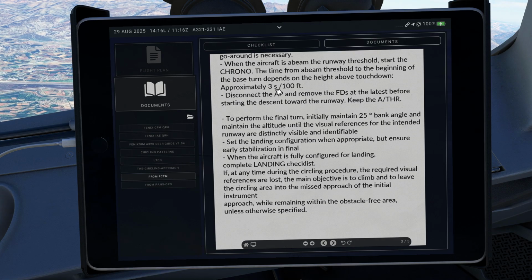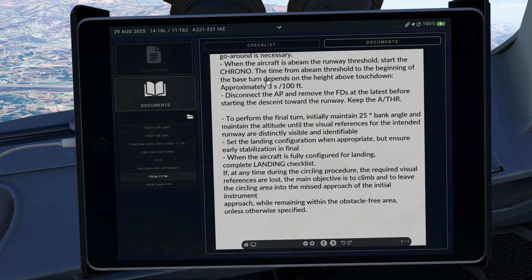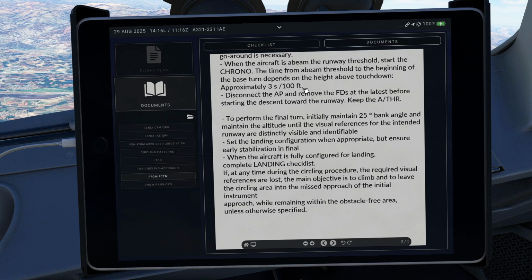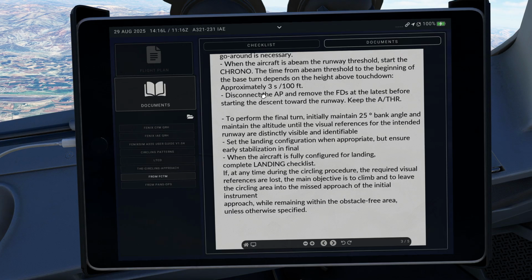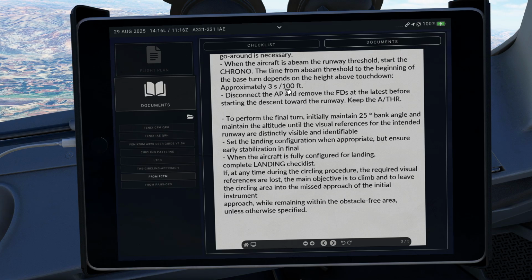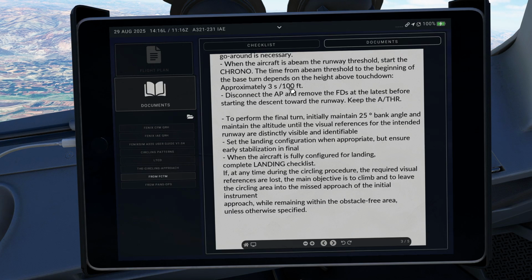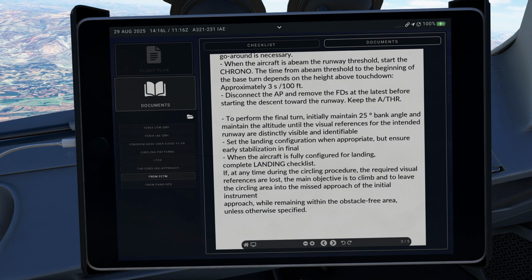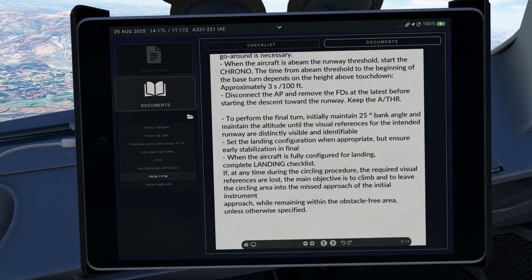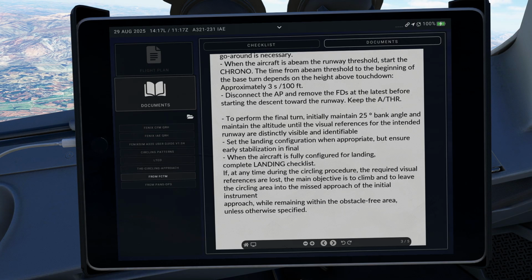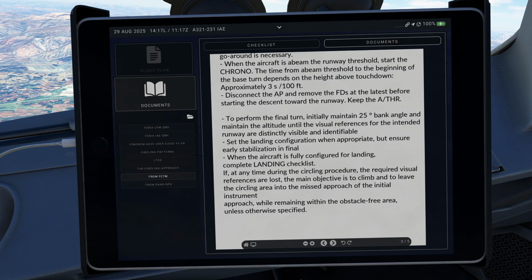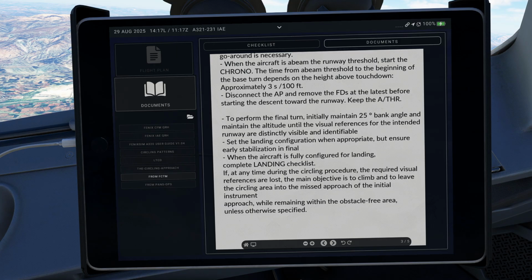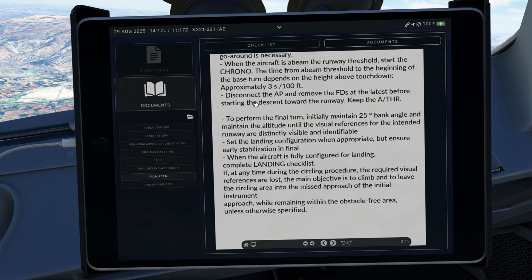When the aircraft is abeam the runway threshold, start the chrono. The time from abeam threshold to the beginning of the base turn depends on the height above touchdown, approximately 3 seconds per 100 feet. It means, as same as today on the second downwind, we are going to maintain 1,500 feet AGL, which is almost 5,300 feet on the altimeter. We should observe about 45 seconds timing from the abeam of threshold.